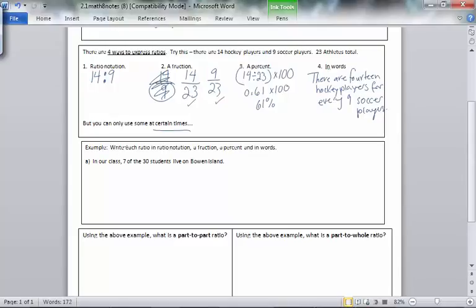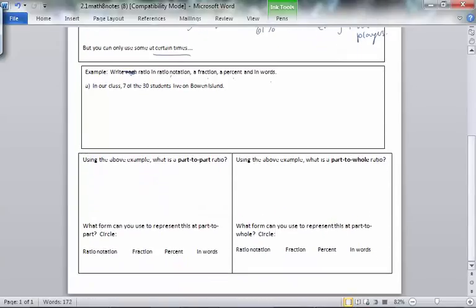So I'm only giving you one, so we only need to do the one. In our class, 7 out of 30 students live on Bowen. What is that as notation, fraction, percent, and in words? So pause the video and then come back in a second.